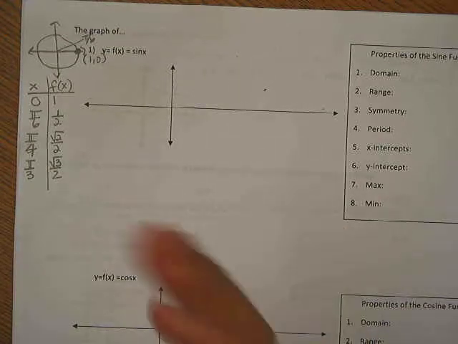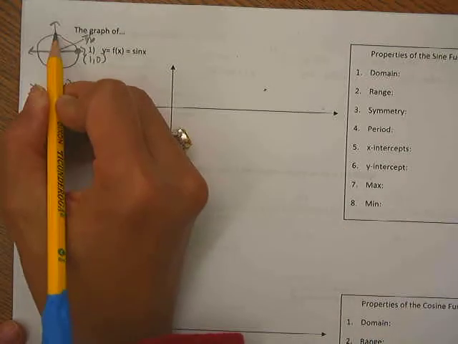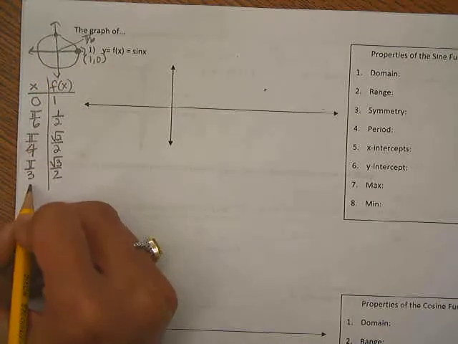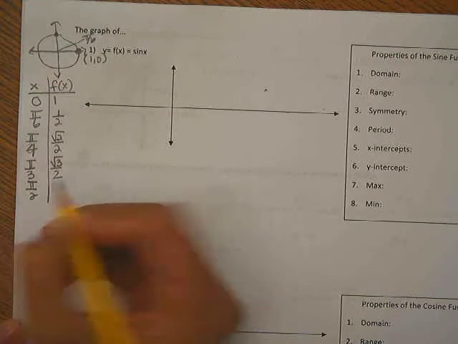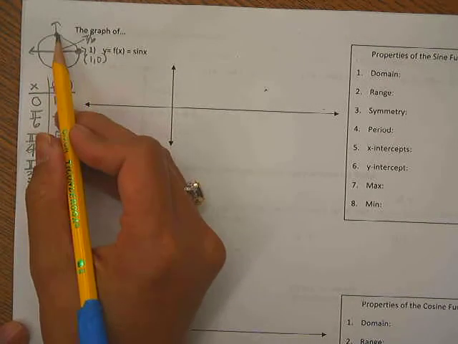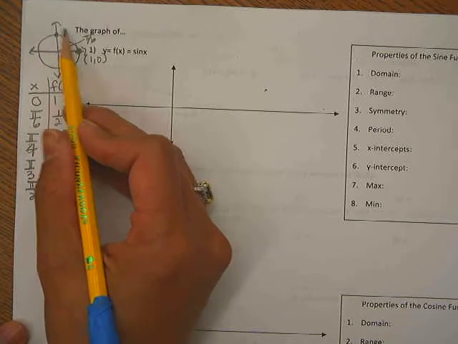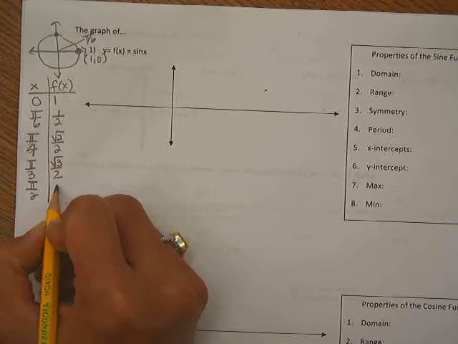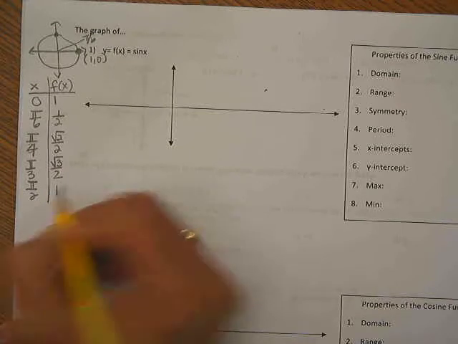So that's the first quadrant. Then the next one I'm going to use is pi over 2. Sine of pi over 2 is going to be the y value, because we're on the unit circle, so the y value would be 1.